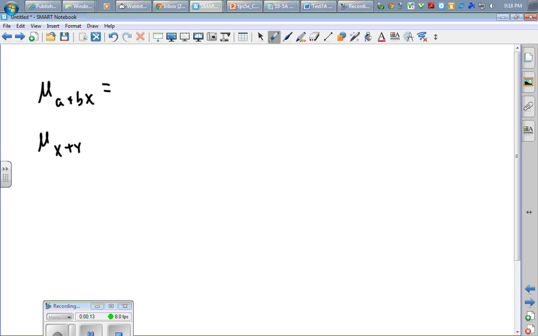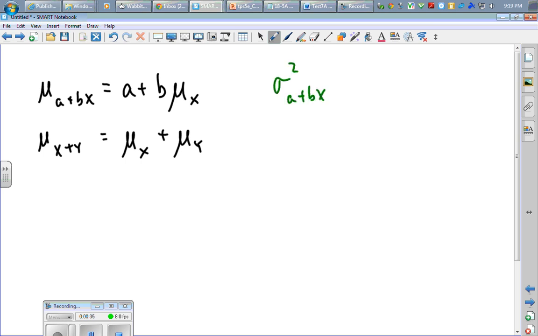The mean of a plus bx is a plus b times the mean of x. The mean of x plus y is the mean of x plus the mean of y. We also learned that the variance of a plus bx is b squared variance x.